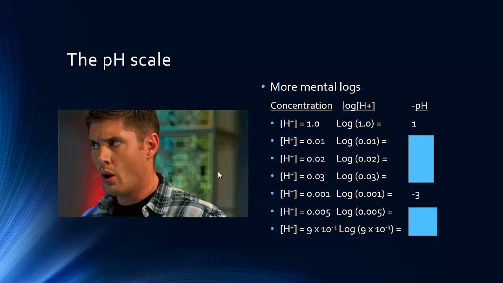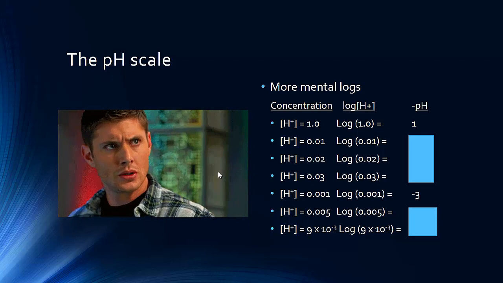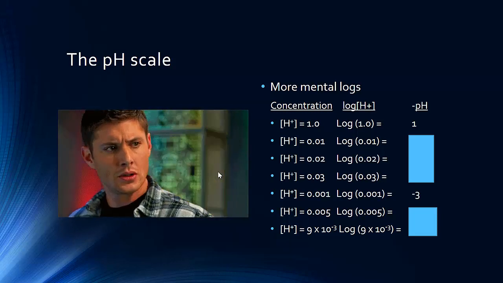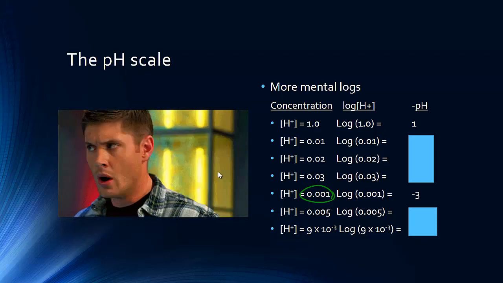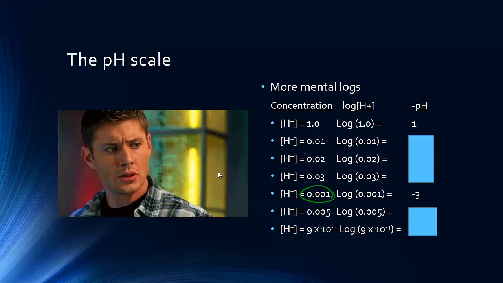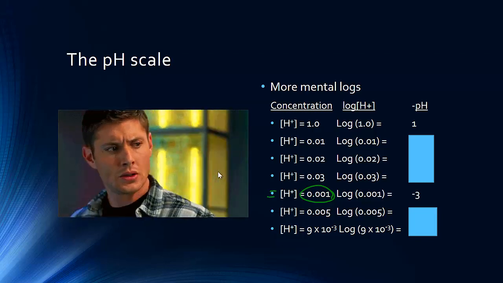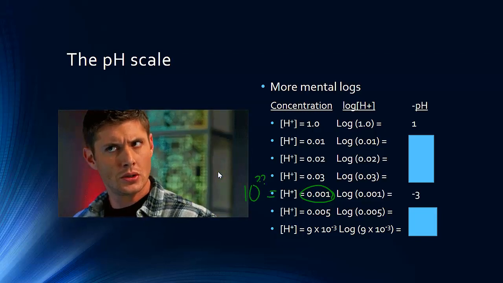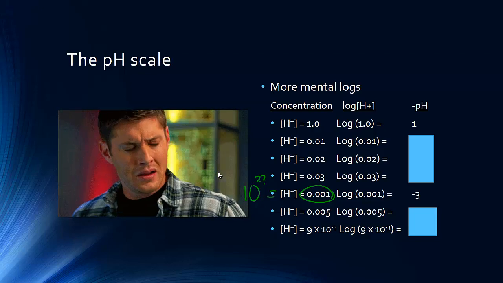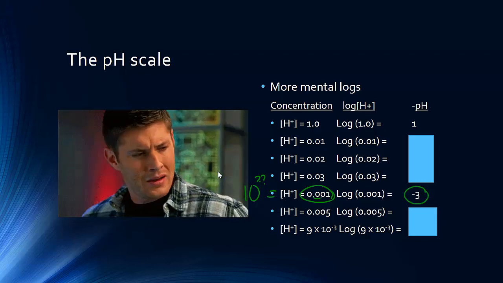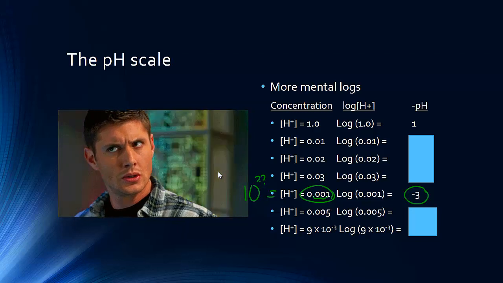When we talk about concentration, keep in mind concentrations generally are small. So if we have a concentration of hydrogen ions of 0.001, well, what number would I have to raise 10 to get 0.001? The minus 3. I have to move the decimal place 3 spaces, right?